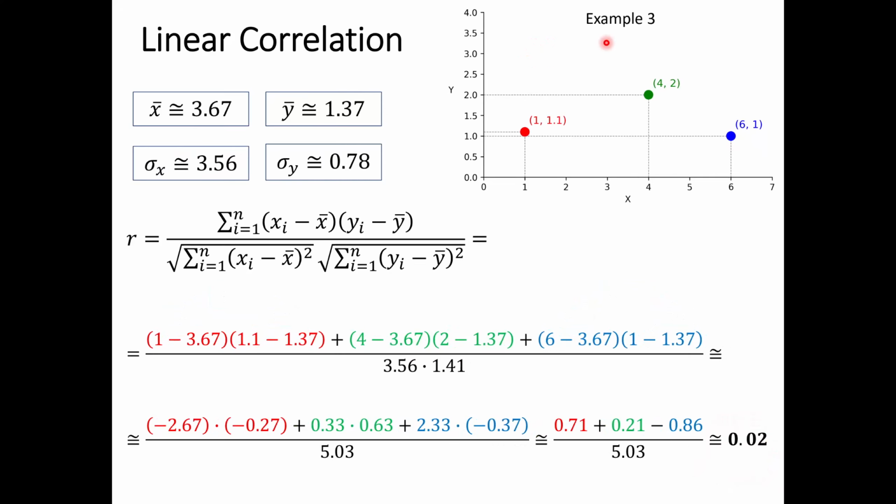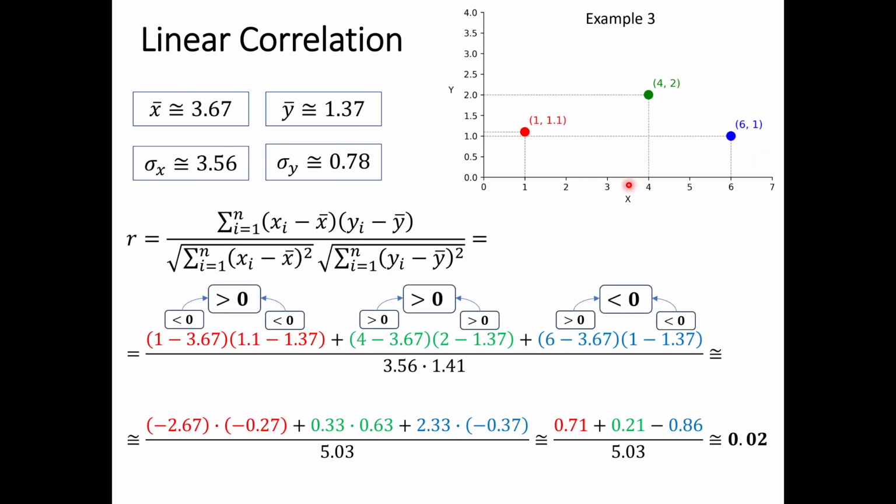In the third example, let's move the red point down to almost the same level as the blue one. The resultant correlation coefficient is close to 0, which means there is no clear linear relationship between x and y. Changes in one variable do not consistently correspond to changes in the other. This happened because the positive first and second products compensated the negative third one.